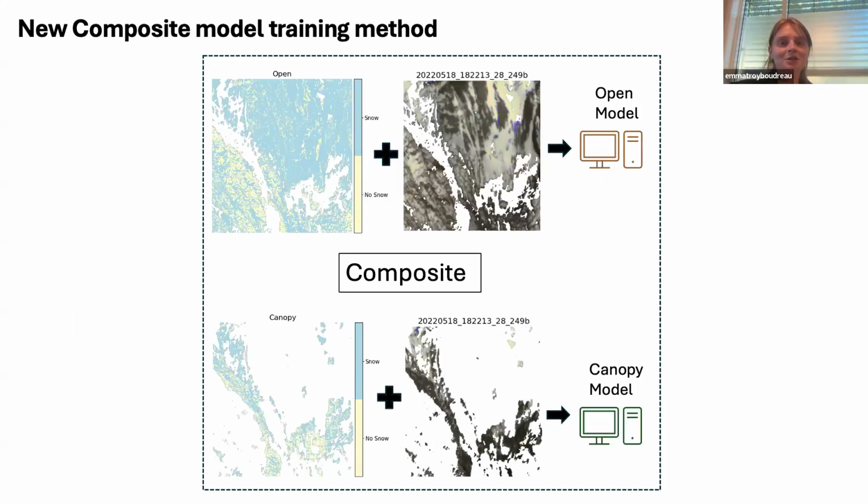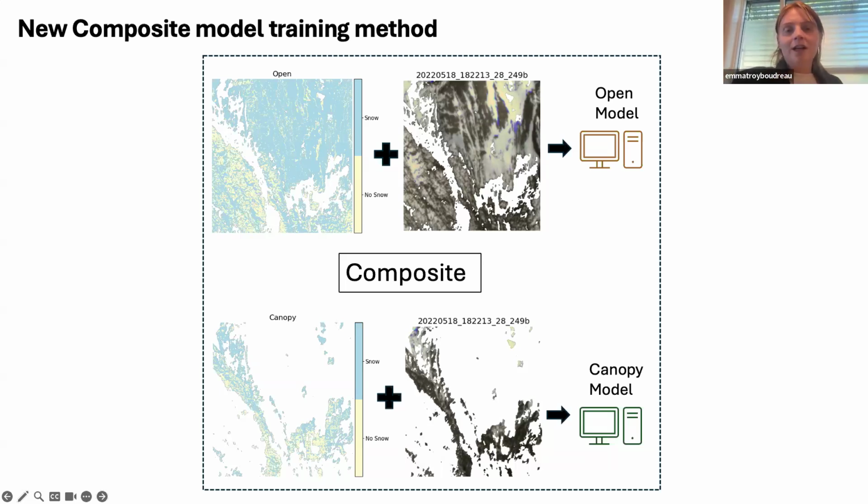And so to get into the new training method that we use, similar to Yang et al., where you use LiDAR for your training labels. In this method, we also use LiDAR, but we train the model on all of the open pixels, and then we train another model on all of the canopy pixels. So the idea is that each model is introduced to a narrower range of reflectance values for each category.